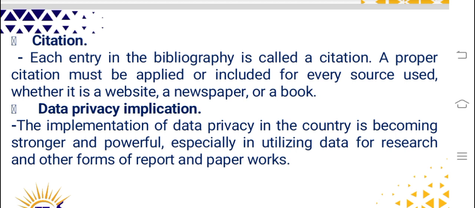Proper citation must be applied or included for every source used, whether it is a website, a newspaper, or a book. Online sources are cited differently because they are different from traditional print sources. There are different formats used to cite the sources. Number 1, author or source. Number 2, year. Number 3, article title. Number 4, retrieval date. Number 5, URL. And number 6, website.